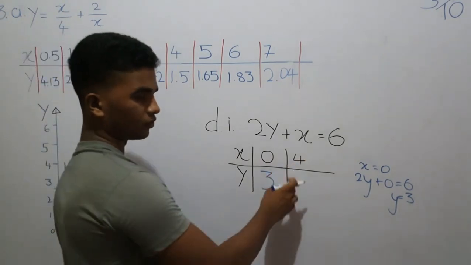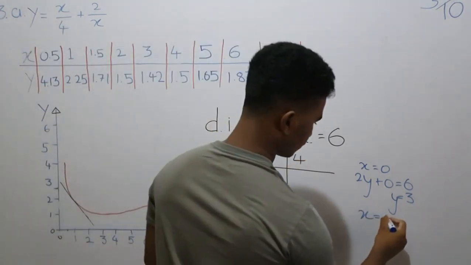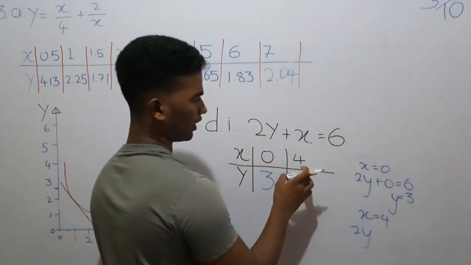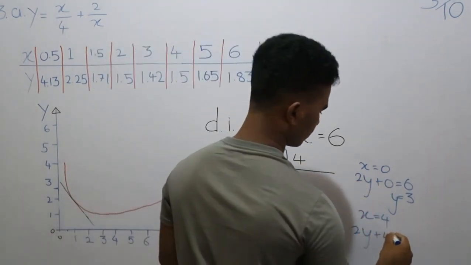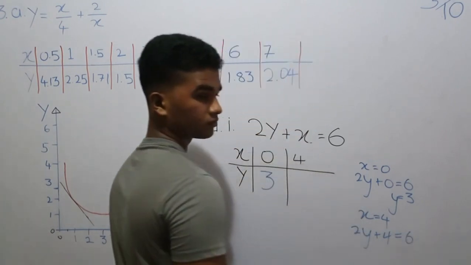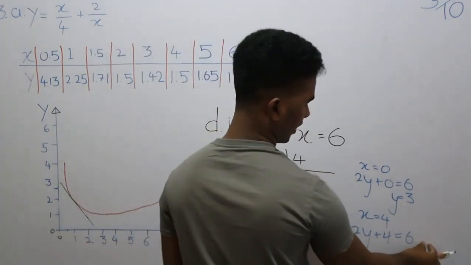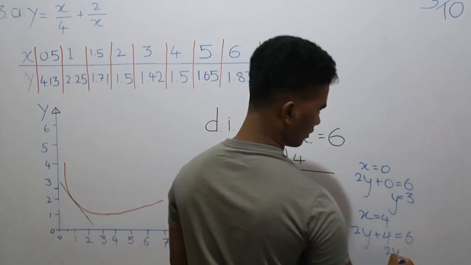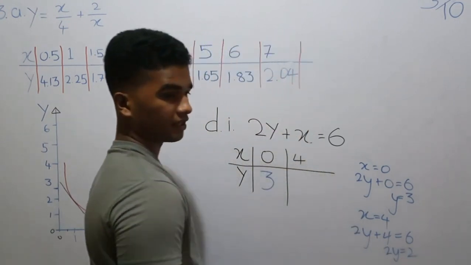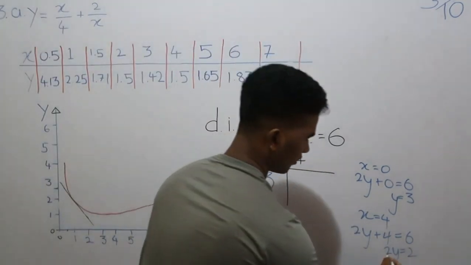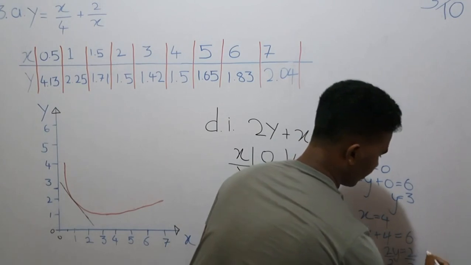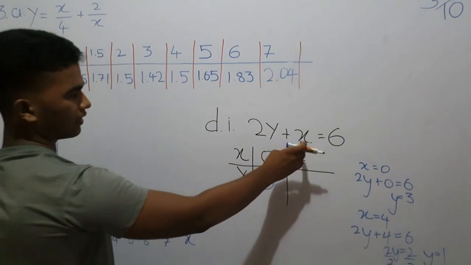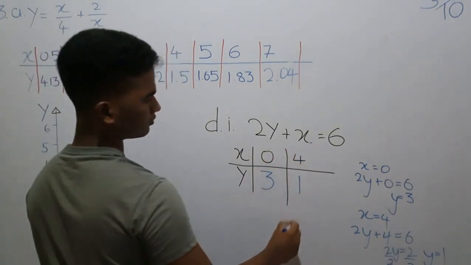Similarly, for x equals 4: 2y, for x substitute 4, plus 4 equals 6. Take plus 4 to this side, it becomes minus 4. 6 minus 4 is 2. So you are getting 2y equals 2. Divide both sides by 2. You are getting y as 1. So when x equals 4, the y value is 1.